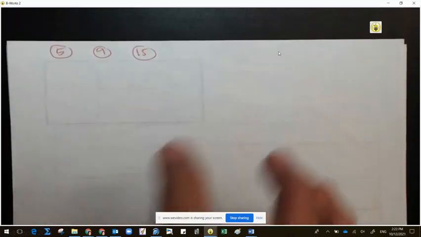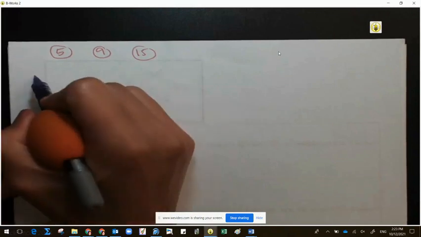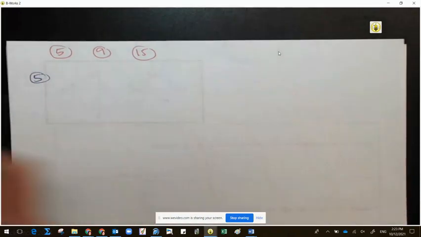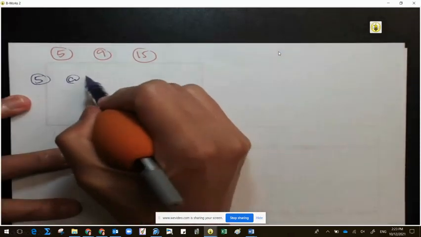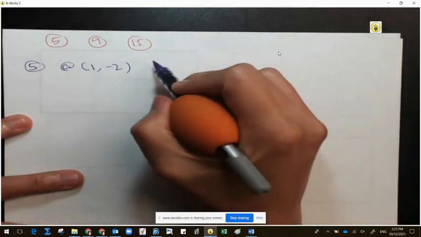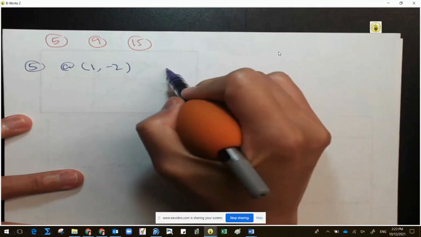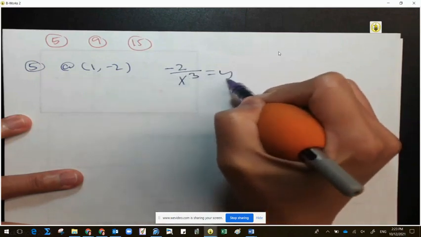All right, on number 5, it says to differentiate implicitly. So let's write out number 5 first. Number 5 says find the slope of the graph at that specific point. So we need to find at 1 comma negative 2 that we're going to plug in after we differentiate it implicitly. Then we have negative 2 over x cubed is equal to y.